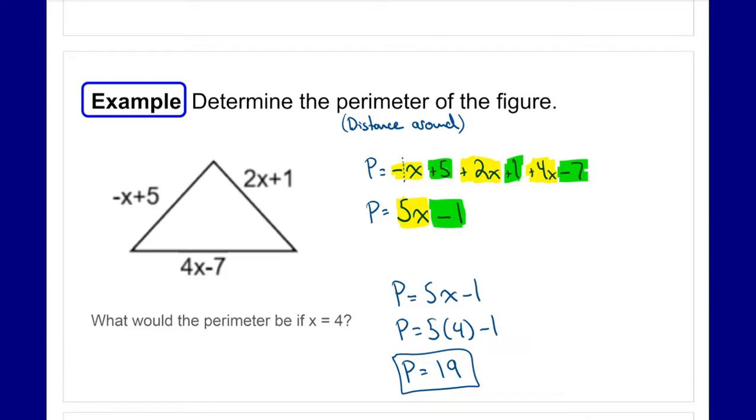The other thing you could do, if you weren't confident with your collecting like terms, go back to the original shape, replace x with 4, and solve each one. That would still give you the same answer in the end. So if you're not confident with your collecting like terms, or you want to double check your answer, that is one way to do it. So there are workarounds if you're a little bit unsure.